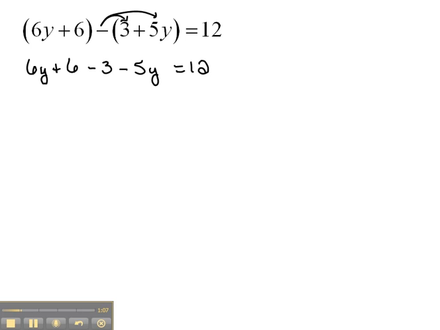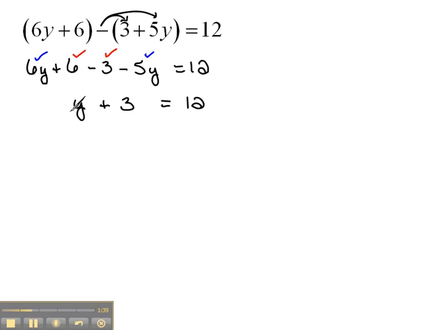So we have, again, some y's. Now these are on the same side of the equal sign, so we can just combine those like terms. 6y minus 5y would be 1y. And at the same time, I'm going to just combine my numbers here. So we have a positive 6 and a negative 3. That would be a positive 3 equals 12. Much, much simpler equation to look at here.